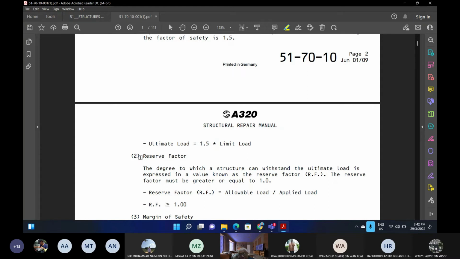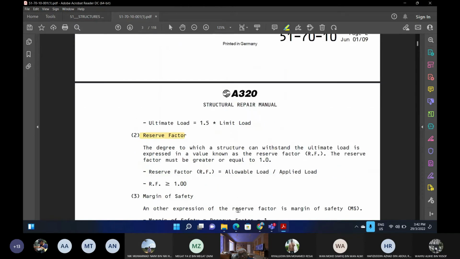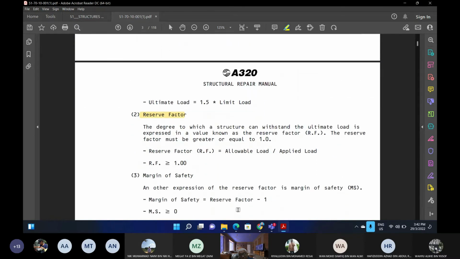That is reserve factor. Means you still have some reserve load in the structure. Margin of safety is a reserve factor minus 1. Should be more than 0. So say you have 110 as allowable load, apply at 100, you got 1.1. You minus 1, you got 0.1, so still okay because it's positive. It's higher than 0.